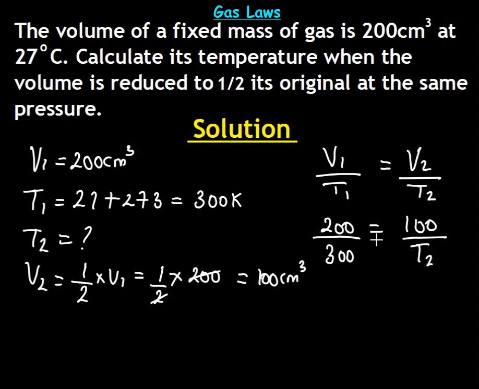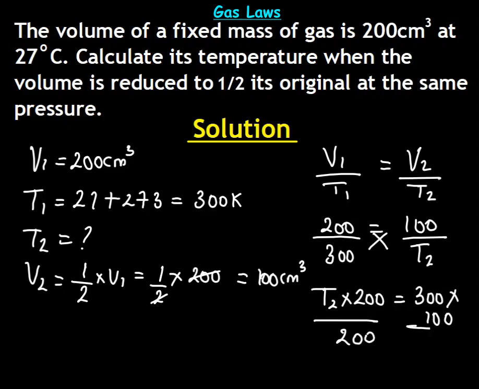Good. At this junction, we are going to cross multiply, so T2 multiplied by 200 and 300 multiplied by 100. Something like this: T2 times 200 is equal to 300 times 100. To then solve for T2, divide both sides by 200, so 200 cancels 200. You have T2 is equal to 300 times 100, which is 30,000, over 200.